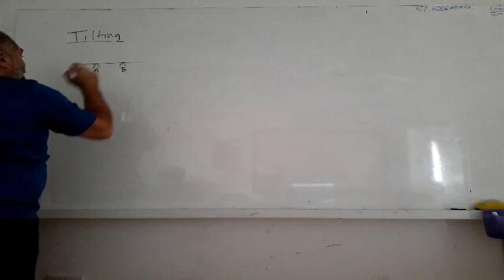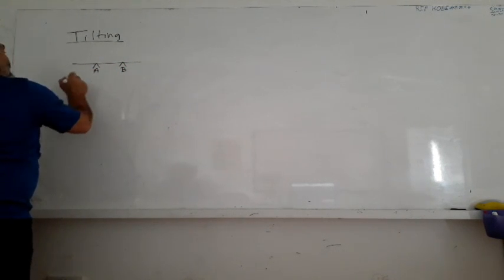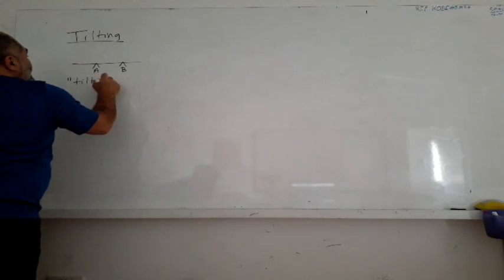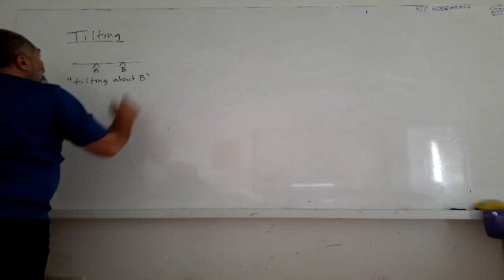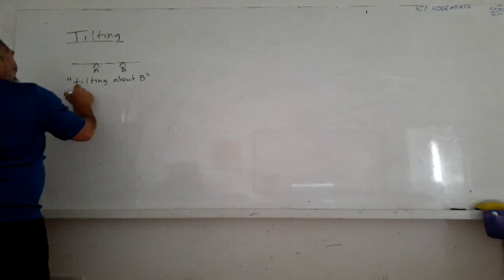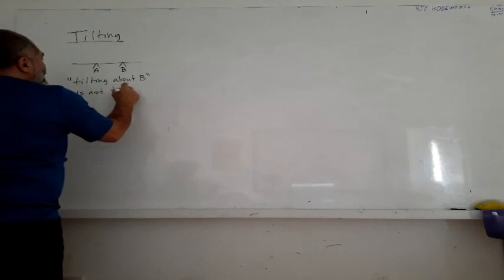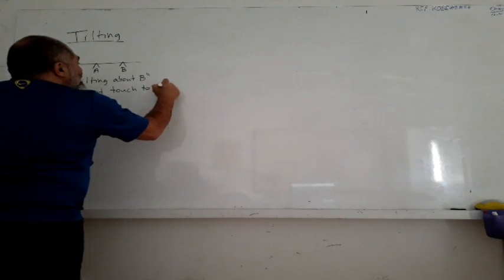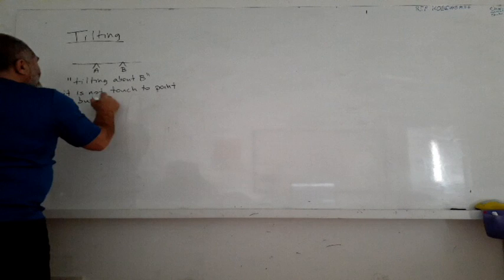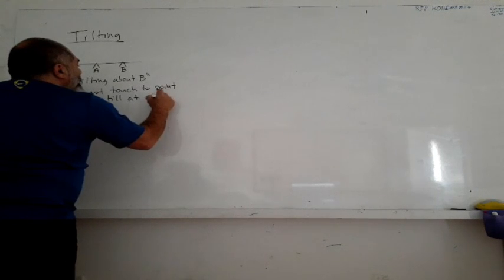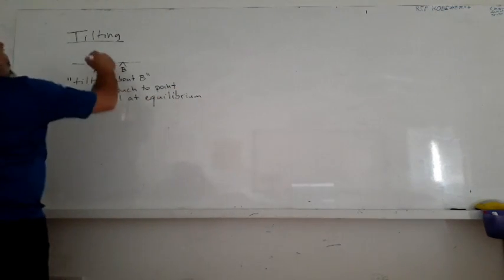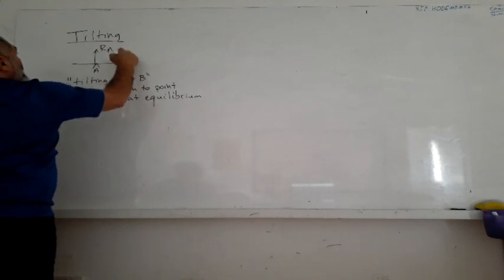about B, means it is not touching point A, but still at equilibrium, which means the normal reaction force at A is 0.